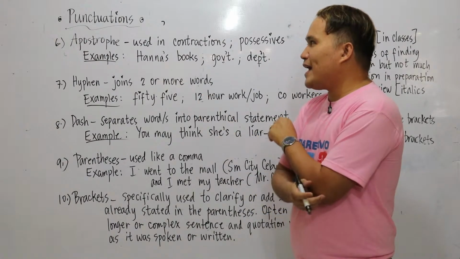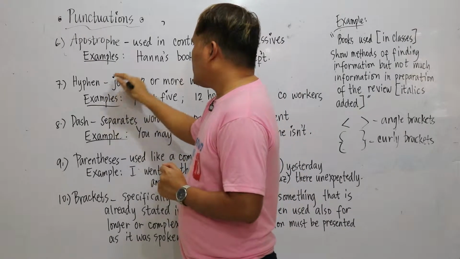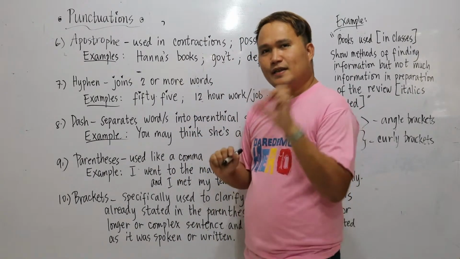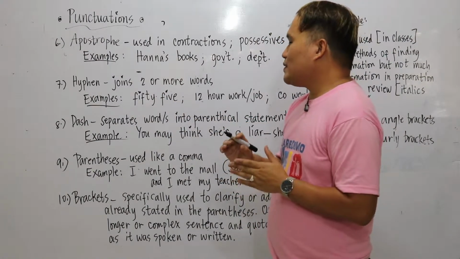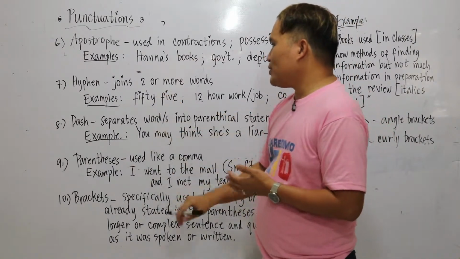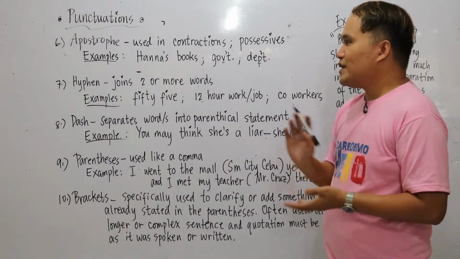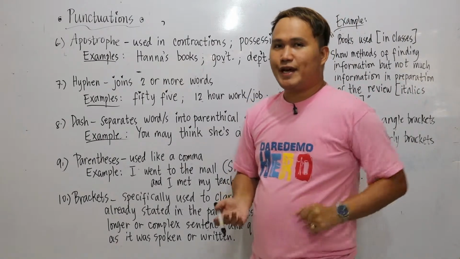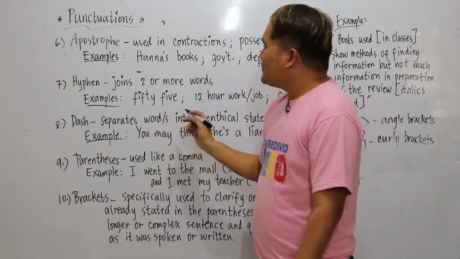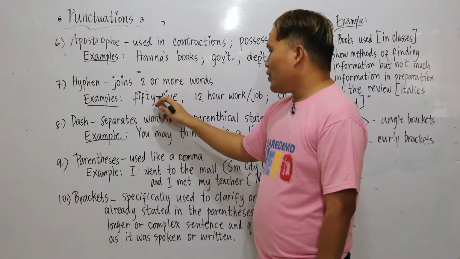Okay, let's move on right away with hyphen. Hyphen is like this. Just a very short horizontal line. Alright, so hyphen functions to join 2 or more words. Okay, so I have here examples. 55. 12-hour work or job. Co-workers. Let's try to figure out where we are going to place the hyphen in these phrases. Anyone? For 55, of course, it should be between 50 and 5. This is where you put the hyphen.